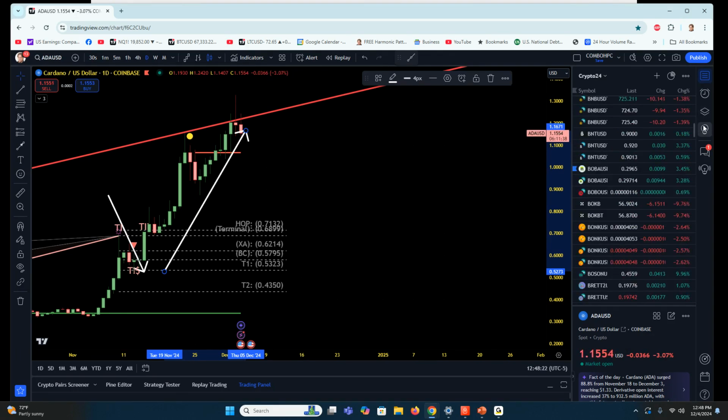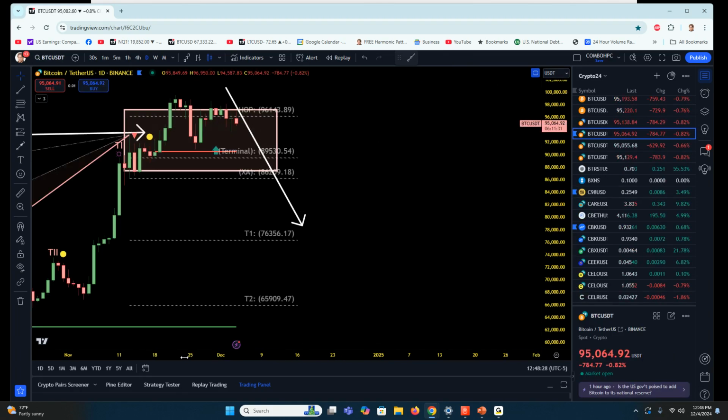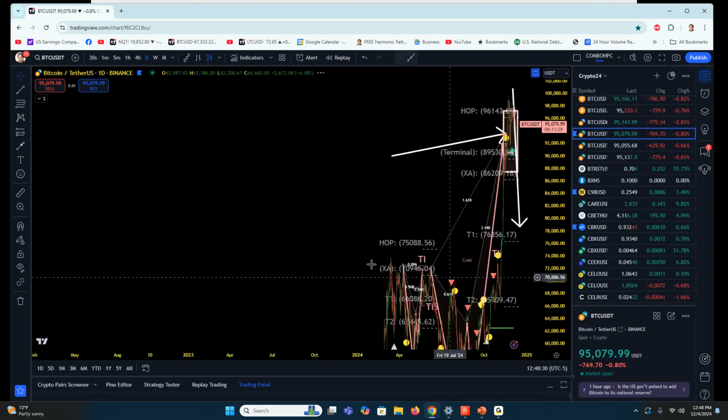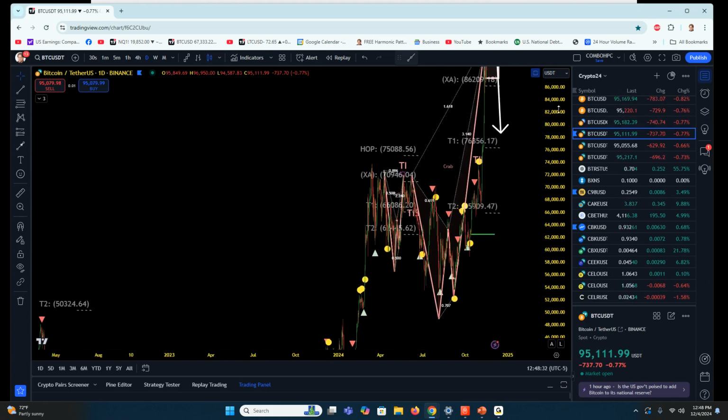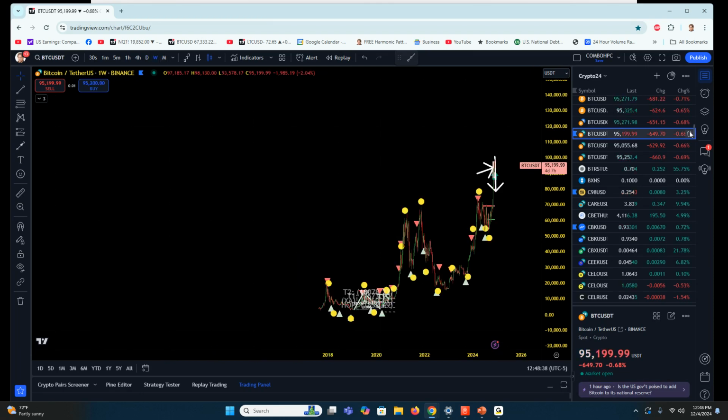Well, let's do a quick breakdown here on Bitcoin, because Bitcoin had, preceding this, remember, we had a few different things. We had the daily pattern, some back to back. Here's the weekly.